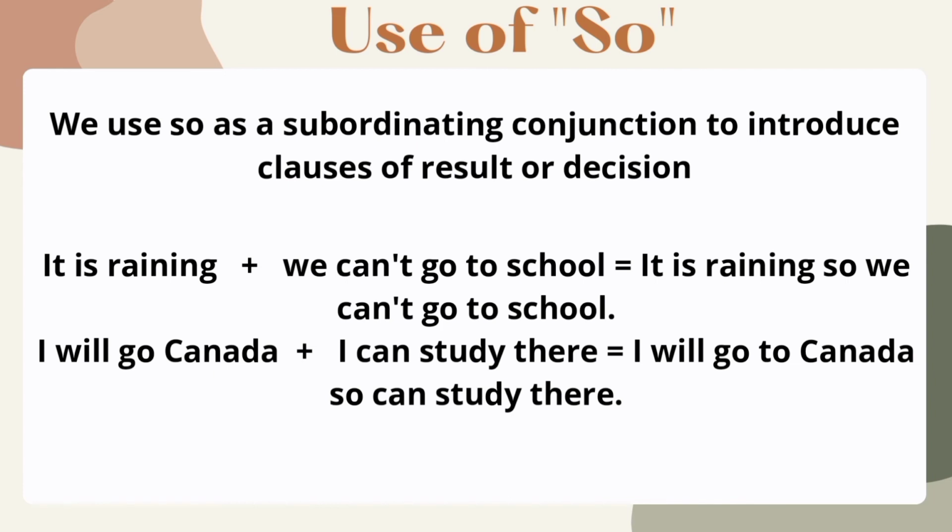Both the sentences are showing the situation of result. It is raining, that's why they can't go to school. In the second sentence, she will go to Canada, so the result is she will study there. It was about the topic.